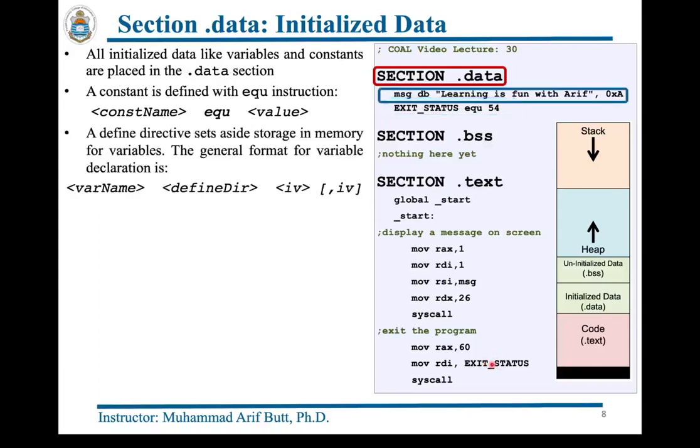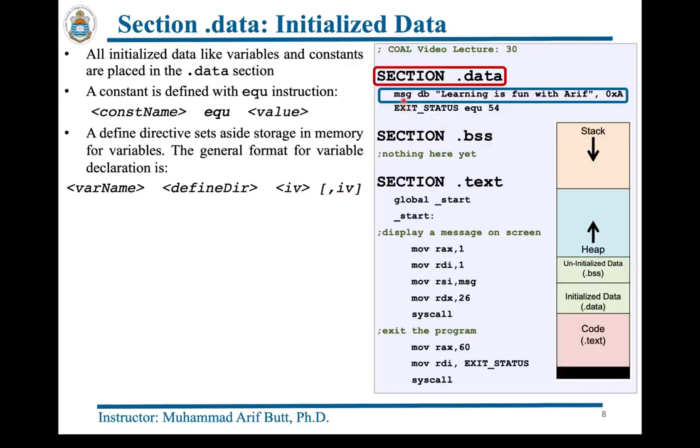Okay, then comes the variables. Well, the define directive sets aside storage in memory for a variable. The general format for the variable declaration is variable name, define directive, and then its initial value. And in case of arrays, it may be comma separated multiple values.